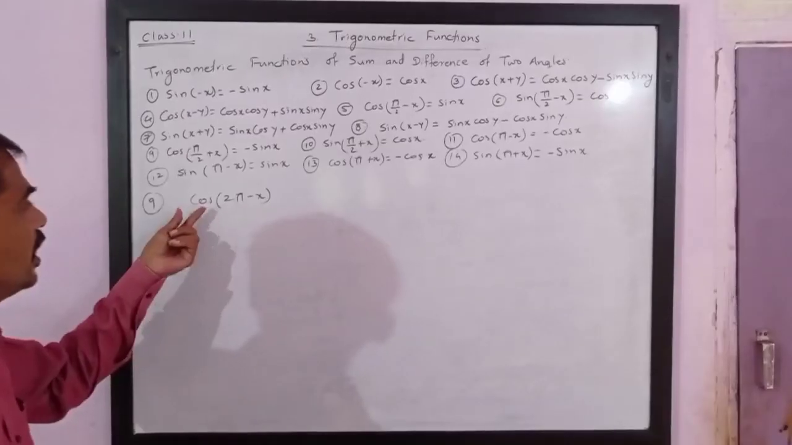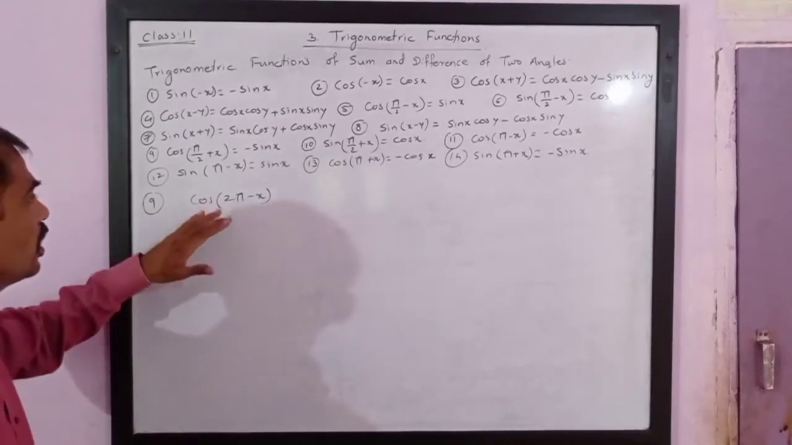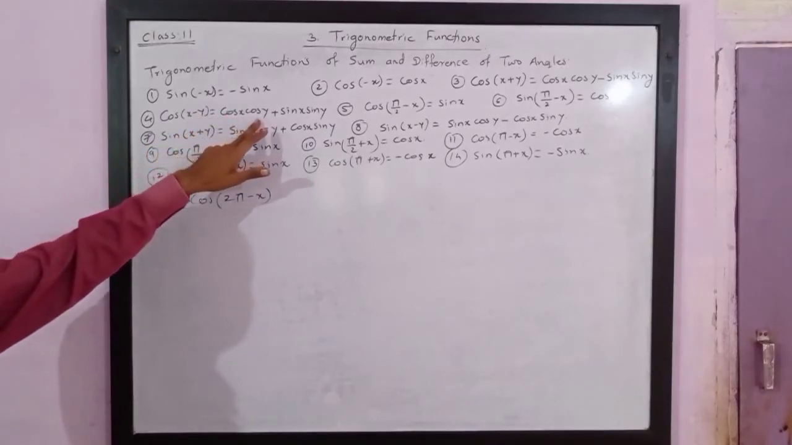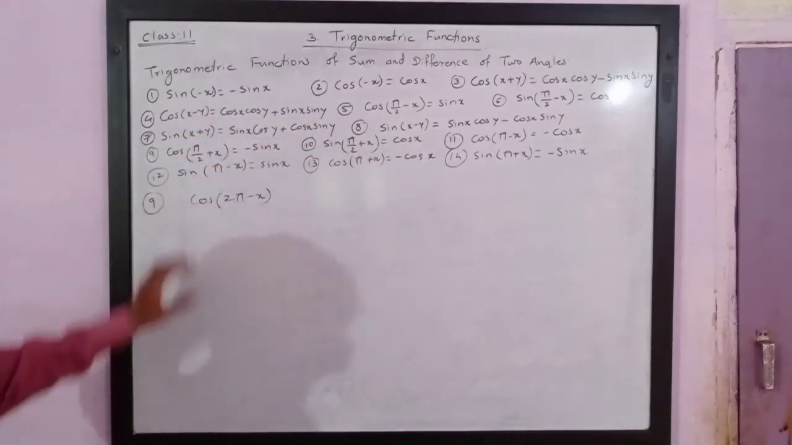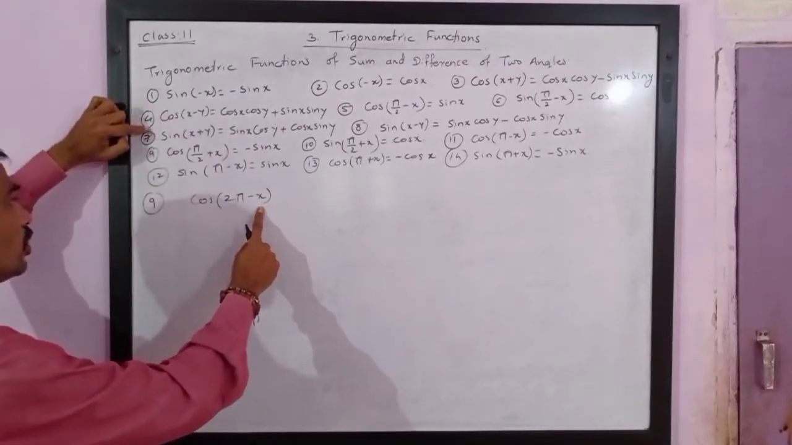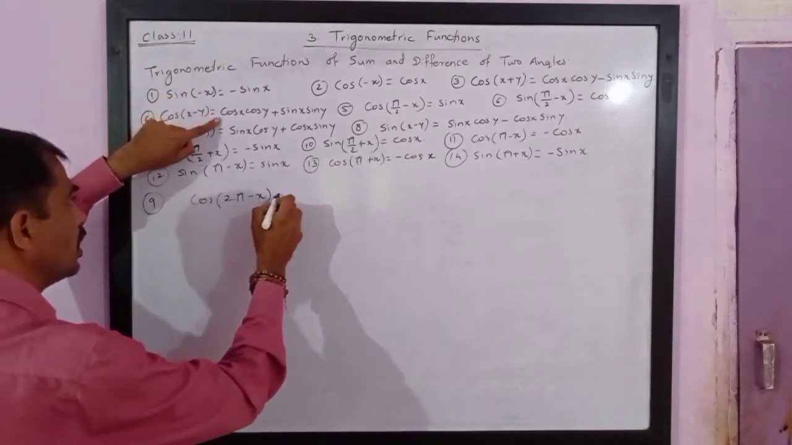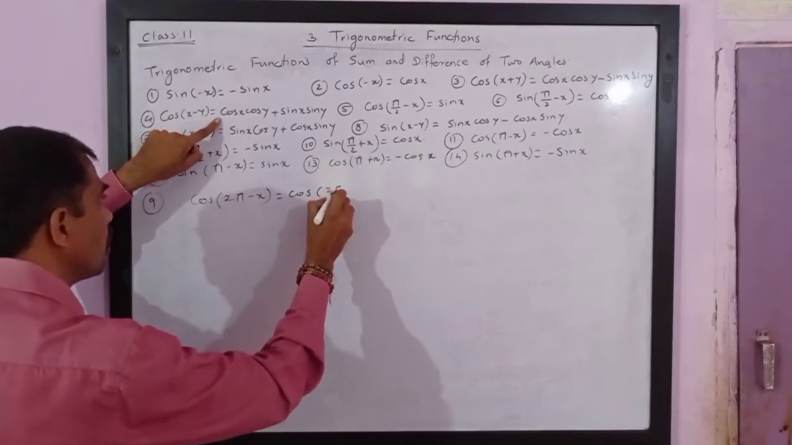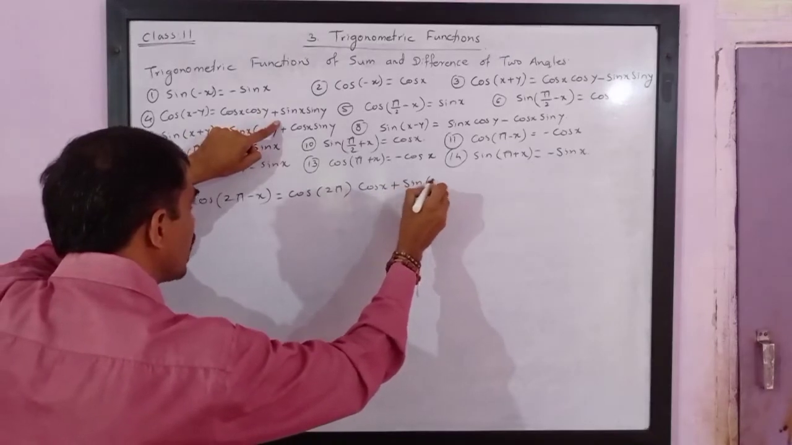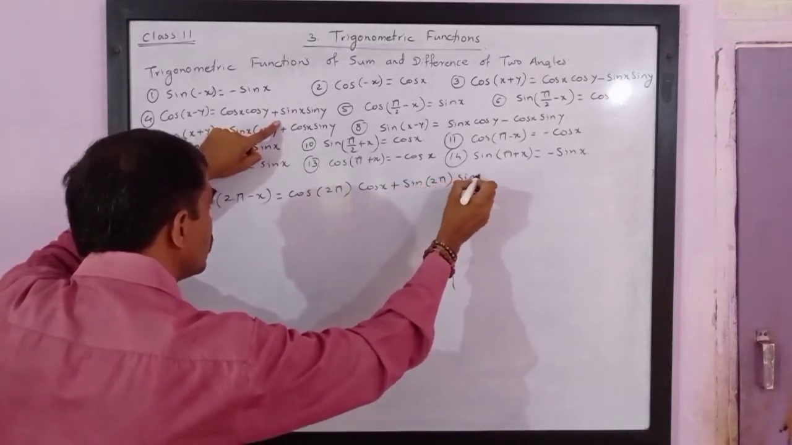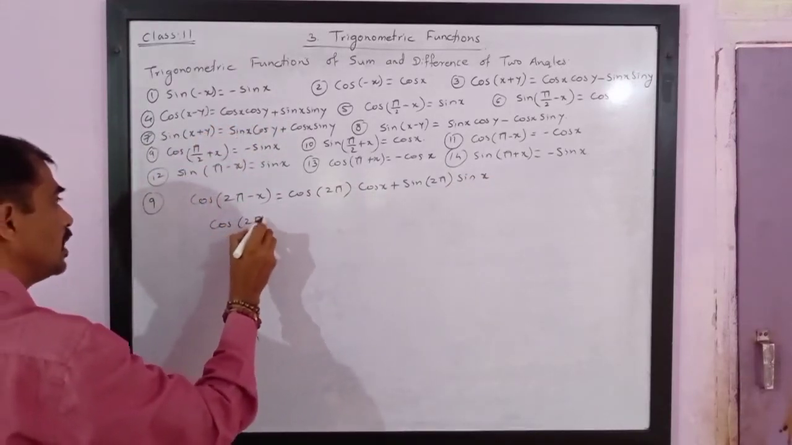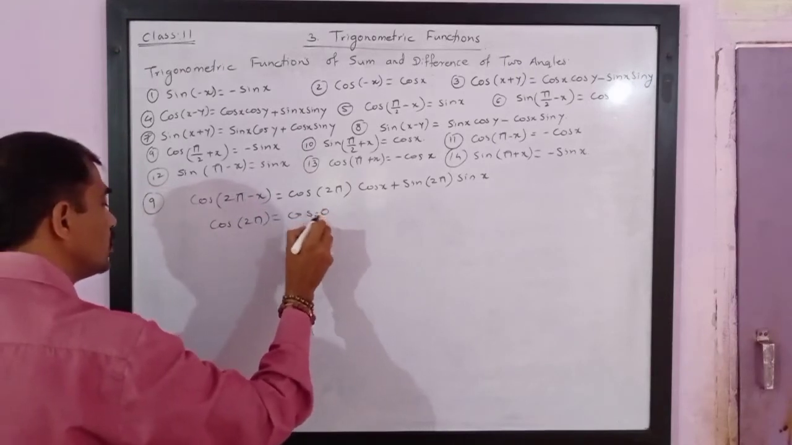Dear friends, we have the next identity cos of 2 pi minus x. For this, we are going to use this identity, that is cos of first angle minus second angle is equal to cos x into cos y plus sin x into sin y. Now, if you use this identity, you will get cos of 2 pi minus x is equal to cos of first angle, that is 2 pi, into cos of second angle plus sin of first angle into sin of second angle.